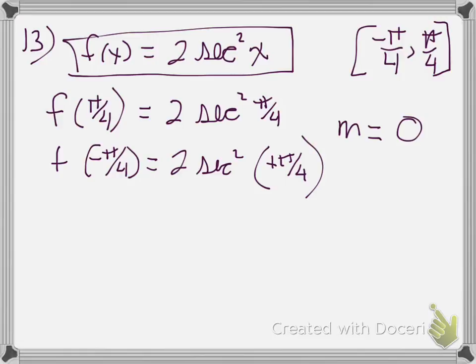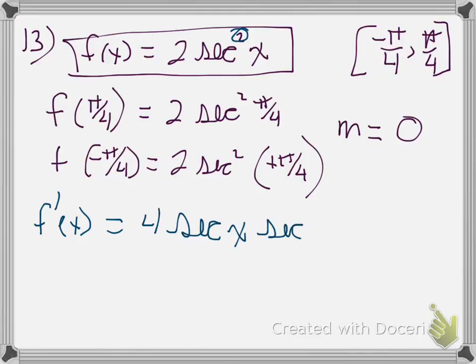So now what we can do is take the derivative of that bad boy. And we get f prime of x is equal to 2 times 2 is 4. We leave the secant of x alone. Derivative of secant is secant x times the tangent of x. Okay, set that equal to 0.